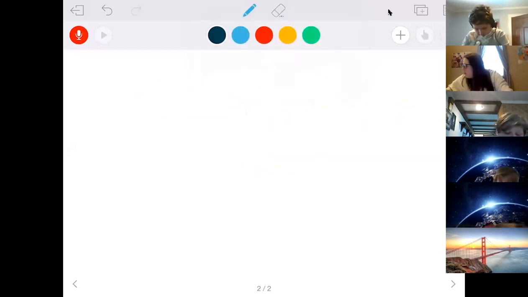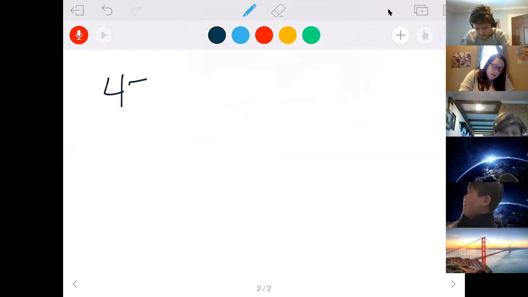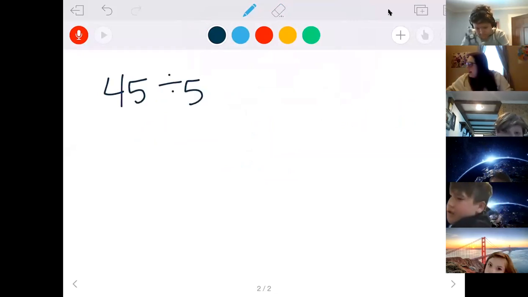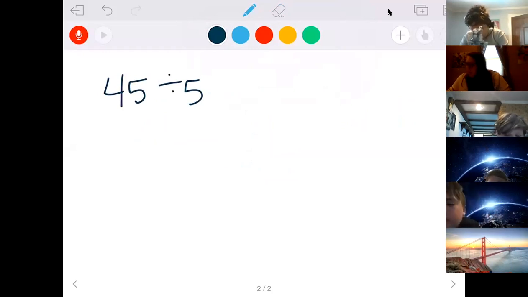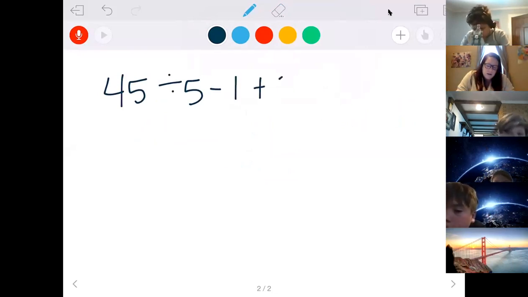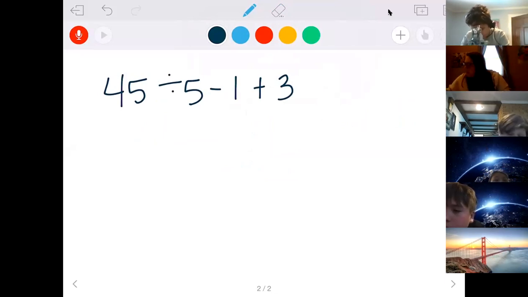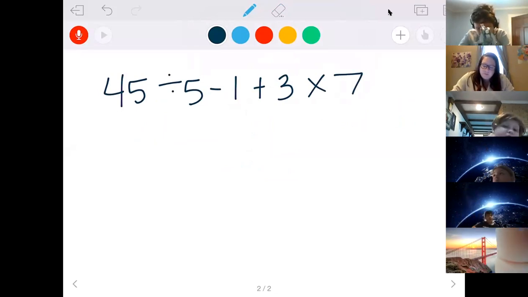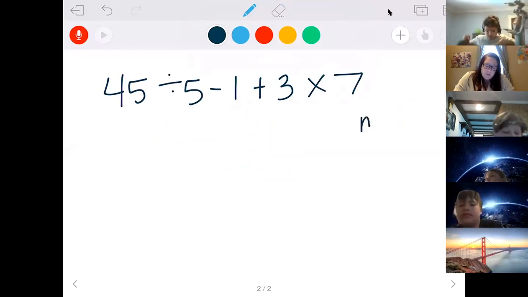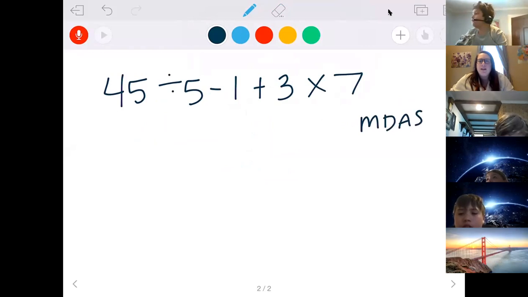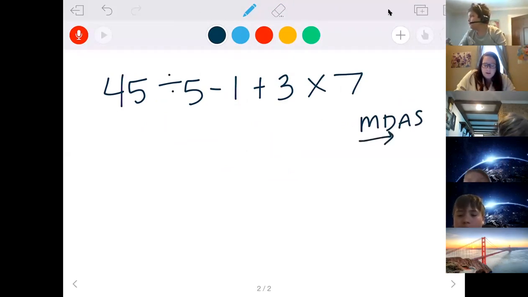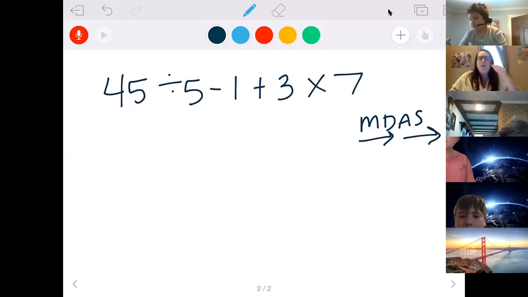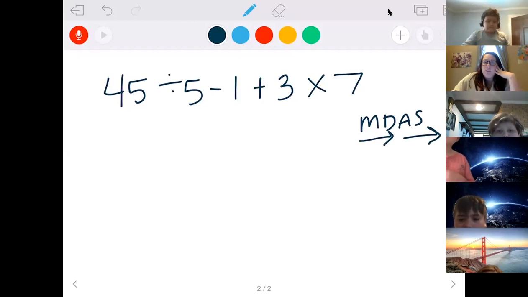So write this one down. 45 divided by 5 minus 1 plus 3 times 7. Okay, there's some rules we need to remember with this. So I'm going to write down, My Dear Aunt Sally. Remember, that's what we did. And remember, the arrow goes left to right, left to right. We do any multiplication and division first, and we do whichever one comes first from left to right.